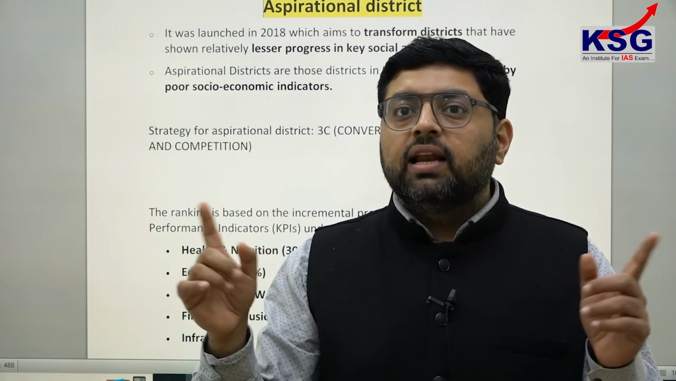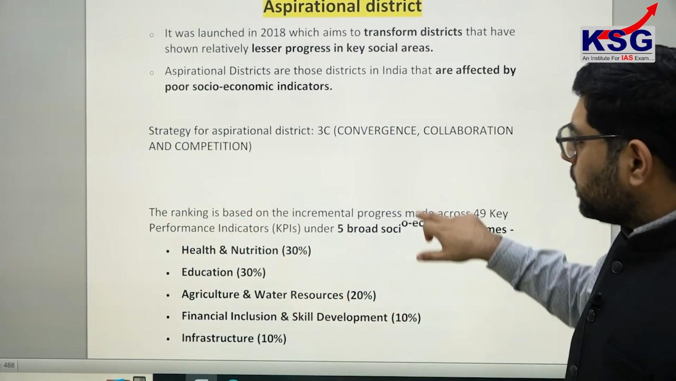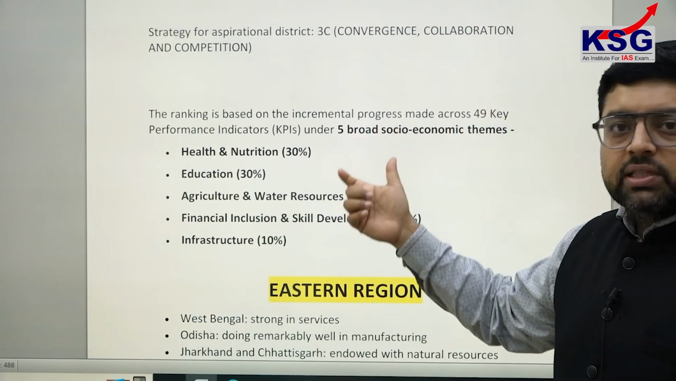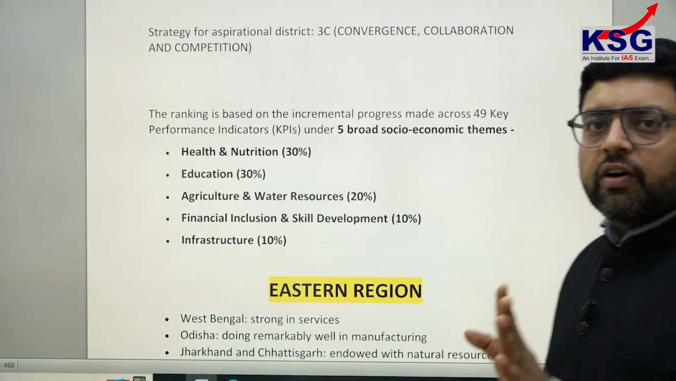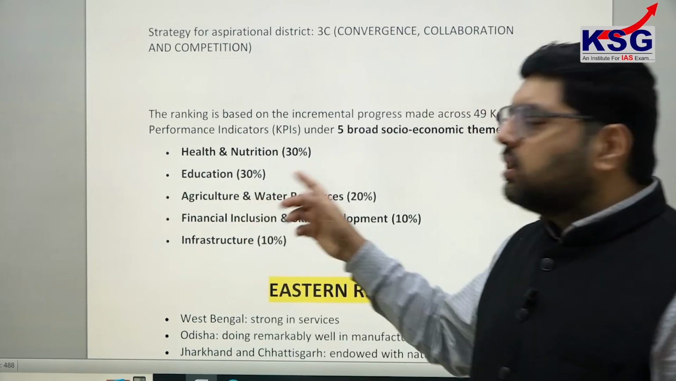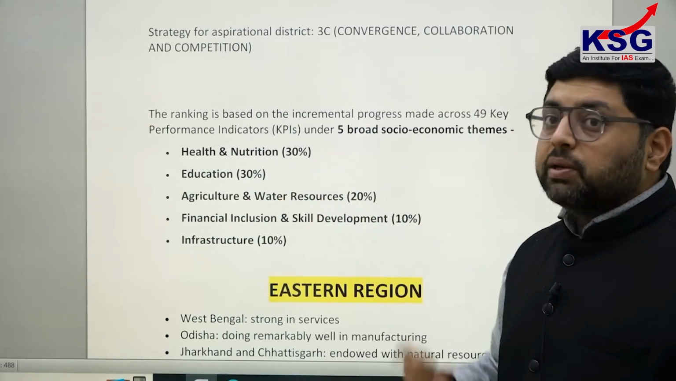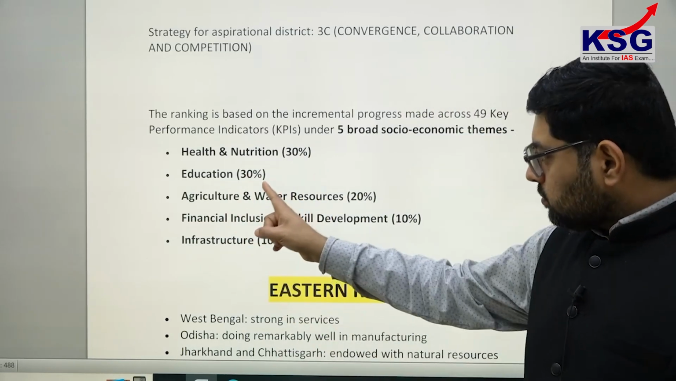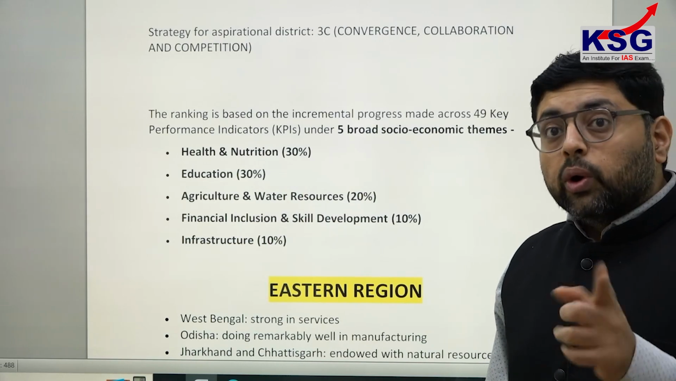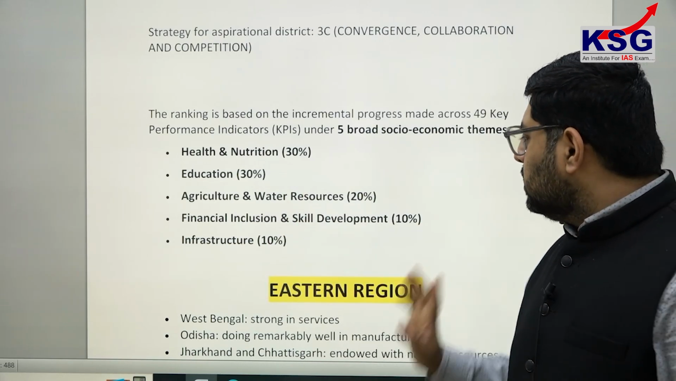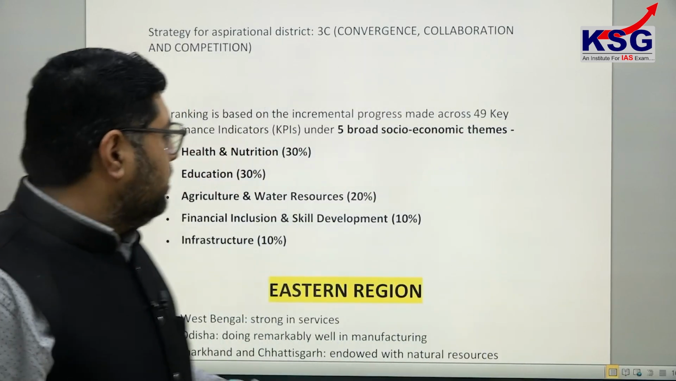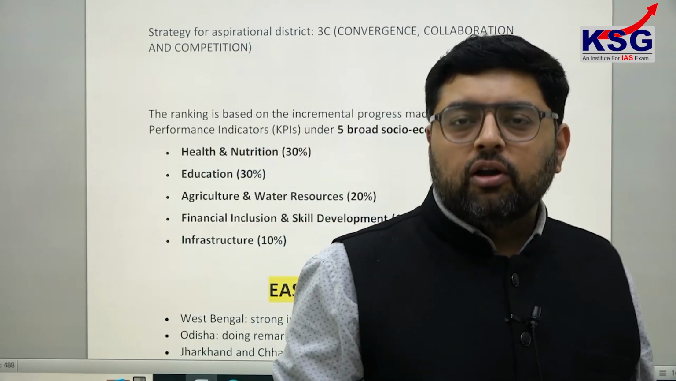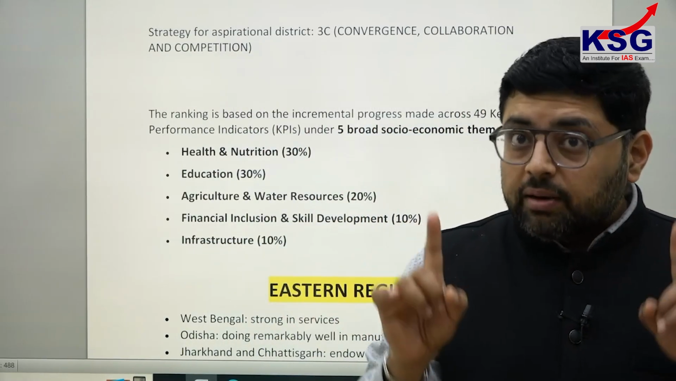So you will find monthly ranking on certain parameters, basically 49 key performance indicators which have been classified into 5 broad parameters. Health and nutrition is one parameter, given a weightage of 30%. Education again 30%. Agriculture and water resources 20%. Financial inclusion and skill development 10%. And infrastructure 10%. Now these parameters and their weightage are important for your prelims exam, so you must remember these things.